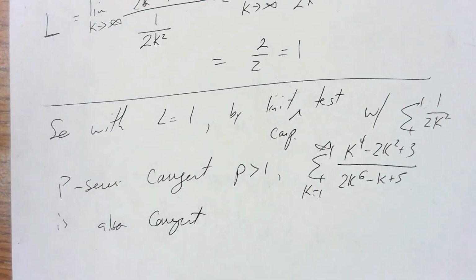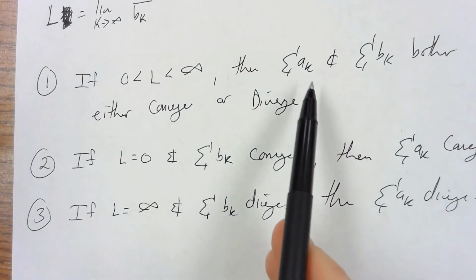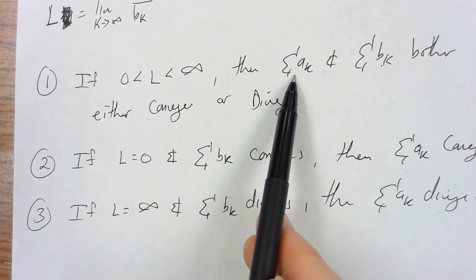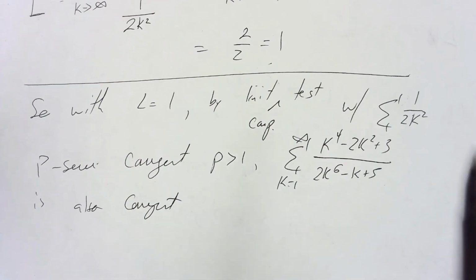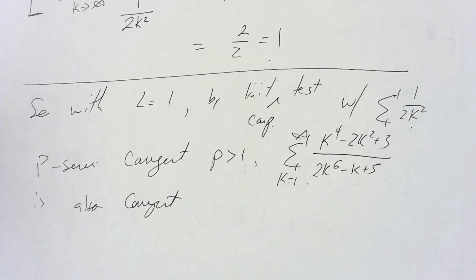And again, the reason why is because of the way that we've got this rule set up. If L is something between 0 and infinity, whatever the series I brought to the table does, the series that I was asked to deal with also does the exact same thing. So that's how we can say, hey, this limit L equals 1, so given that this is a p series with convergence, this then is also a series that converges. I can't guarantee it's a p series, but I know it's a series that also converges.